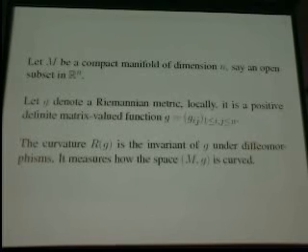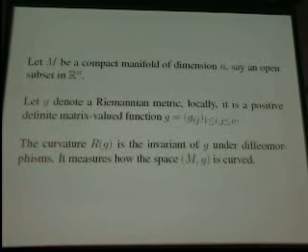It has been known for a long time that the curvature is the invariant of a metric under diffeomorphisms. Namely, if you change your way of presenting these metrics, then the curvature will stay the same. It also measures how the space is curved.